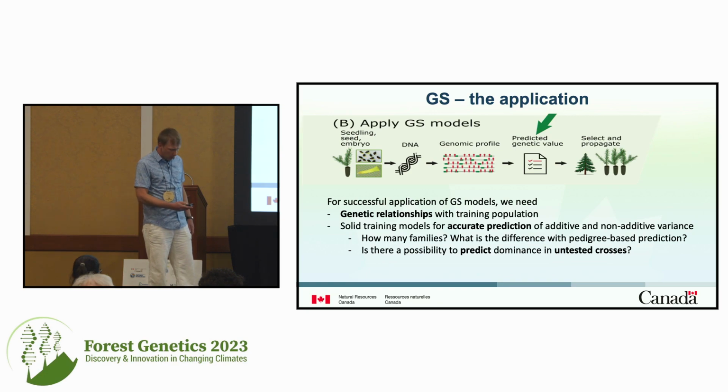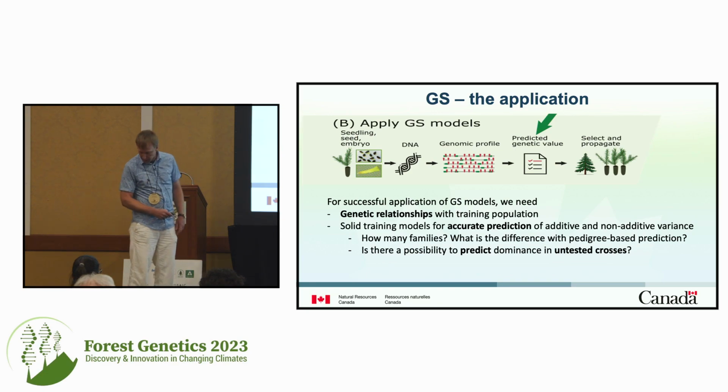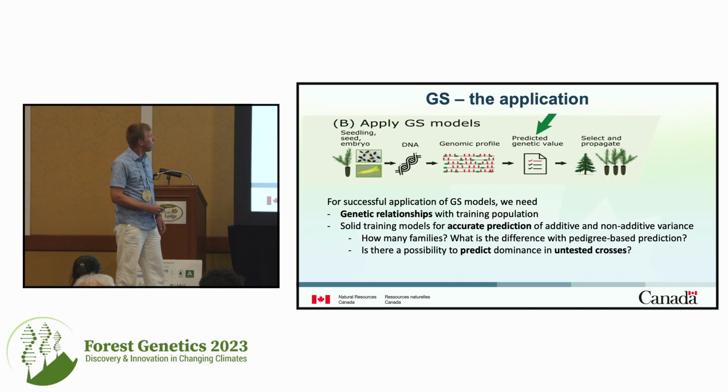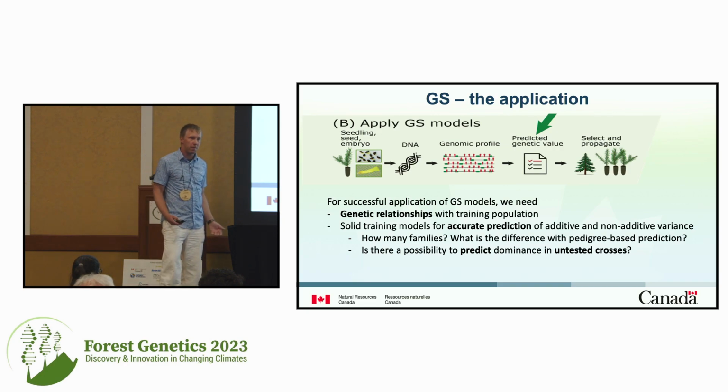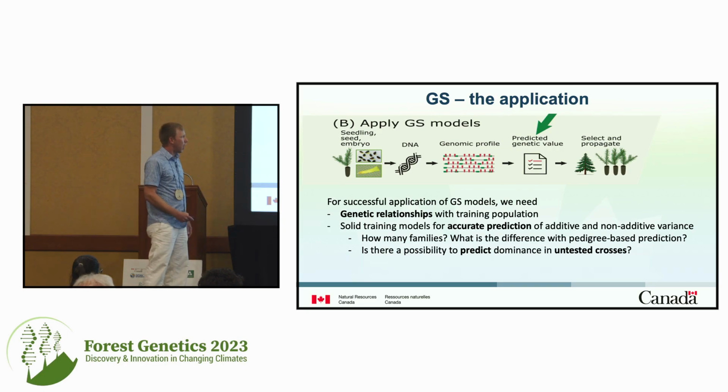So if we really want to think about application, we need genetic relationships. This was Funda's message just a couple of minutes ago. But we also need accurate predictions of our genetic variances. And we are coming up very quickly with the questions: how many samples, how many families? Is it possible to predict untested families, untested crosses? Is this really possible with our markers?